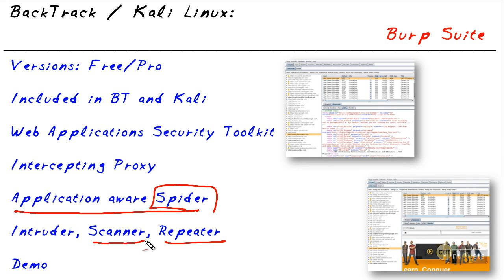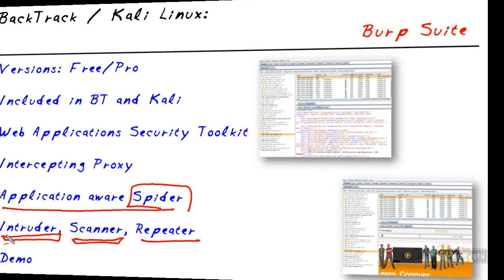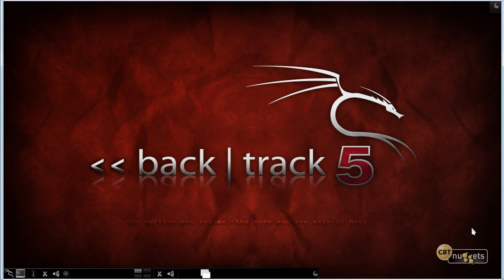There's also a scanner function, and that's included in the professional edition. There's also an intruder option, and there's a few other bells and whistles too. Our objective in this nugget is to give you an exposure to this tool and a sample of what it can do and how simple it is to go ahead and use. So let's do a demonstration of Burp.